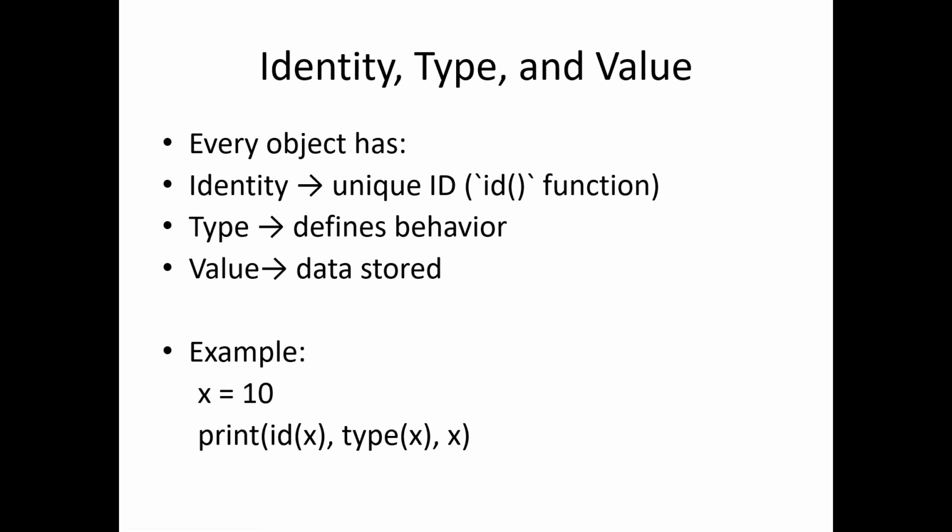Here, identity, type and value. Every Python object is made up of three parts. Its identity, which is the unique memory address of the object. The type, which defines the behavior, and value, that is the data stored. We can use id to check the identity.